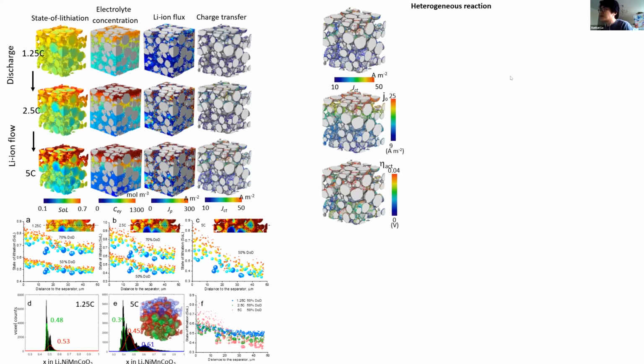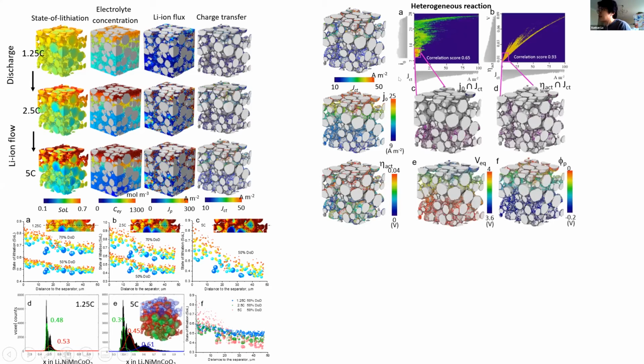Here, the top is the charge transfer, we say the reaction currents, and at the bottom two, this is the exchange current density, which is the parameter related to the local concentration of the electrolyte. And here is the driving force. Then we conduct the 2D histogram correlation to analyze the colocalization of these two distributions, as we see here.